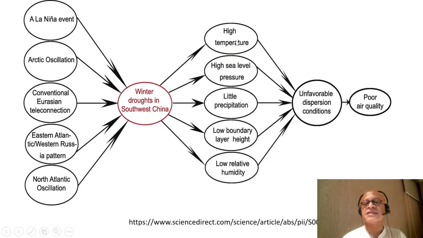They can cause high temperature, high sea level pressure, reduced precipitation, lower boundary height, so the planetary boundary layer is altered, and relative humidity is reduced, leading to unfavorable dispersion conditions. So even if the same amount of dust is being produced, it's not being swept away because of these changes.